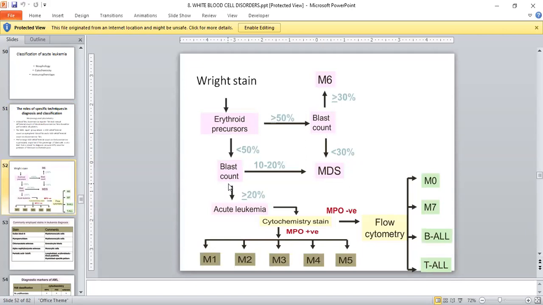So these are some of the stains. This is now the right stain that can identify the erythroid precursors. This is all the statistics that is involved in the diagnosis.